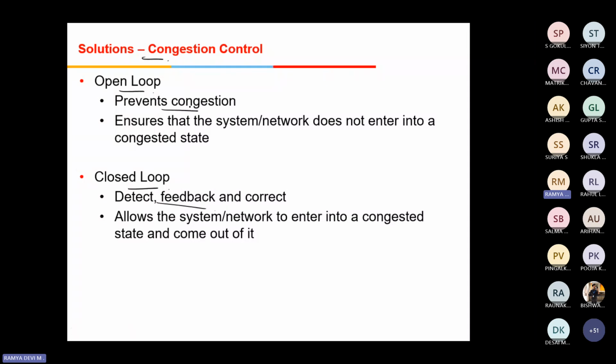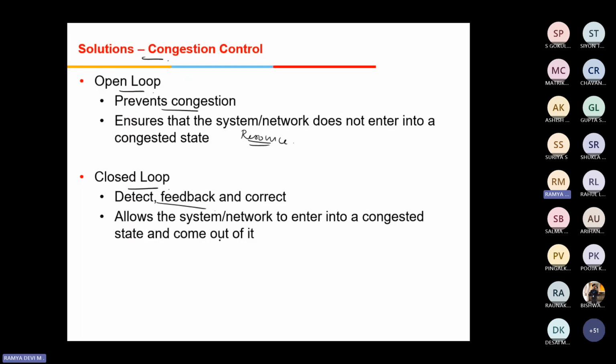That is the difference between open loop control and closed loop control. Open loop control focuses on design time decisions, like traffic management policies. The system is configured so that the network never enters a congestion state. Traffic shaping, admission control, and resource allocation all happen to prevent the congestion.